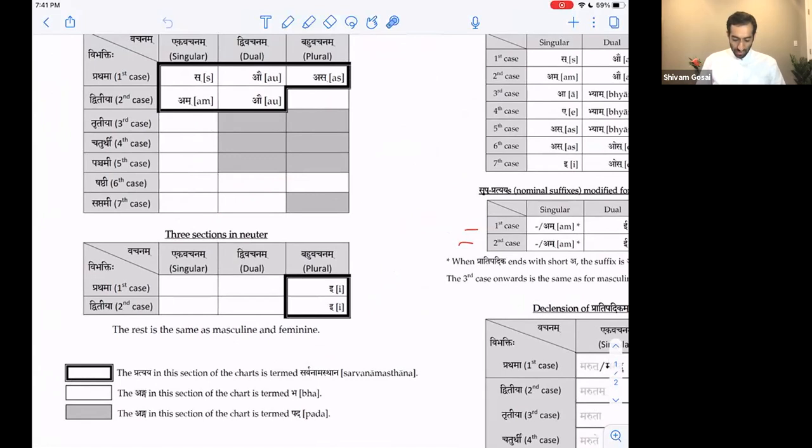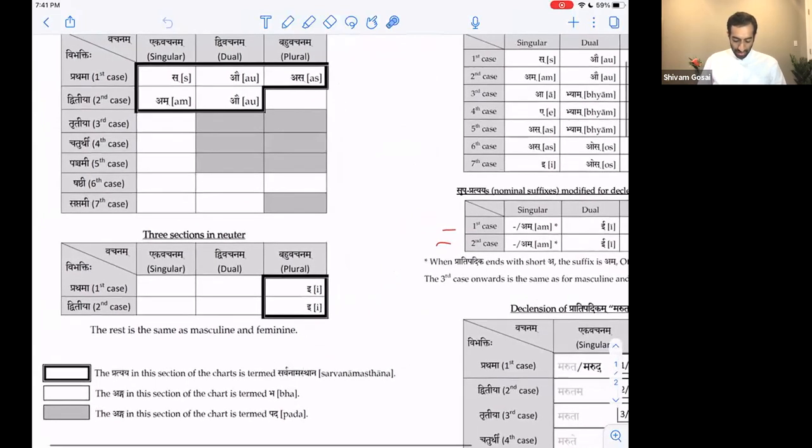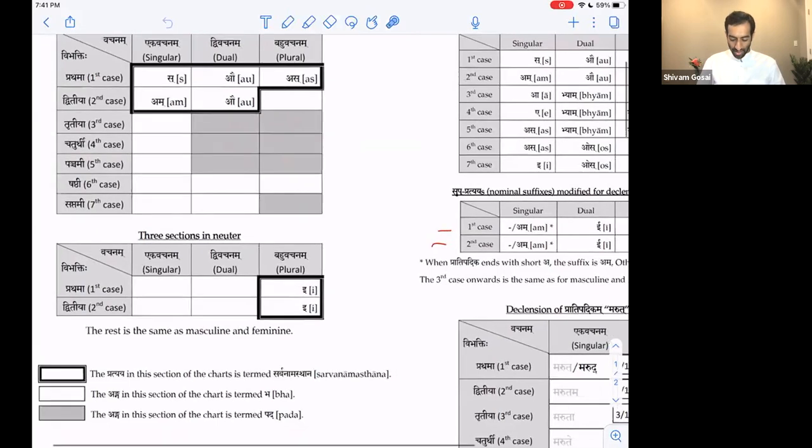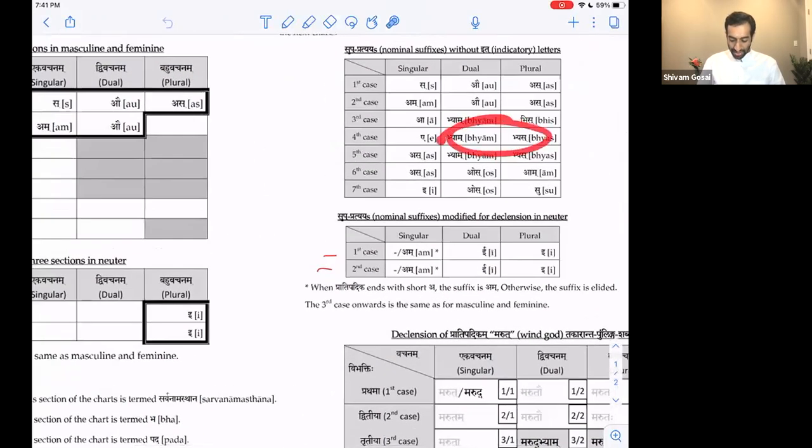And then this last section, which is this gray, is what we call pada. It's given the designation of pada. That's 3-2, 3-3, 4-2, 4-3, 5-2, 5-3, and 7-3. So that's really this bhyam bis section, and then su.